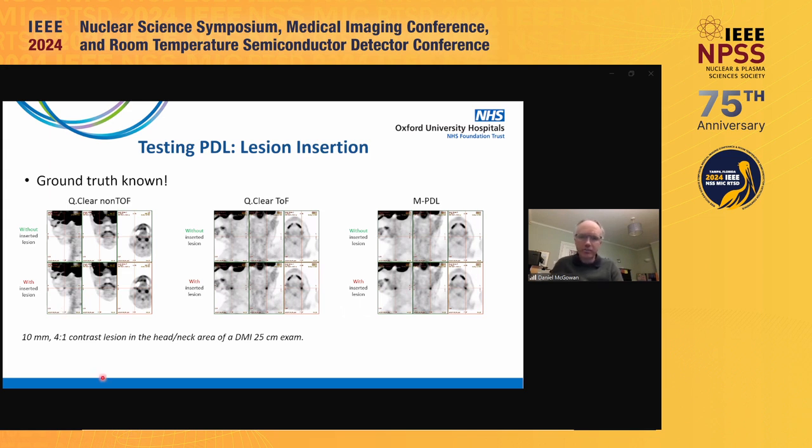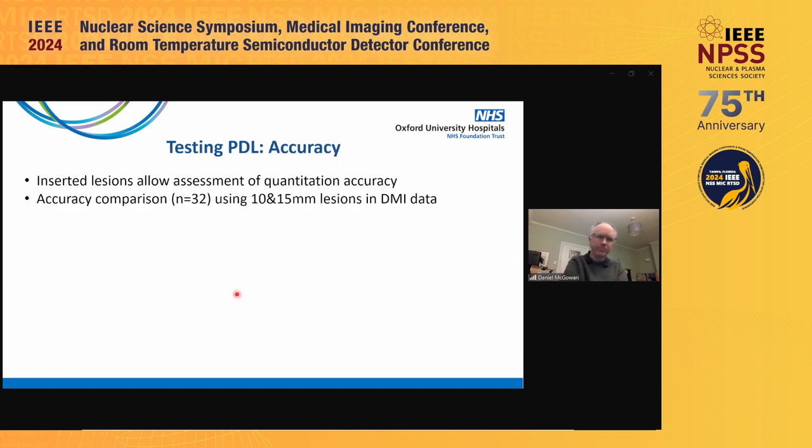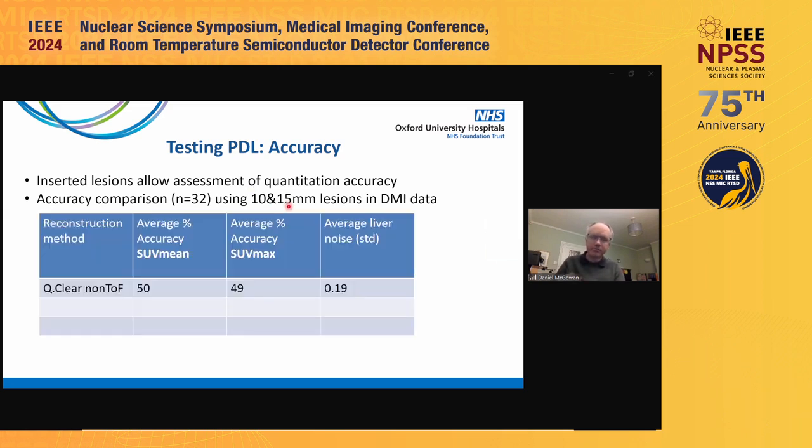quite a small lesion. So see in the non-time of flight image, you can't see it too well, but it's much more conspicuous in the AI enhanced version here and the ground truth one. So you can see it's working as you might expect. So you can use this kind of lesion insertion technique to assess the quantification accuracy in a new algorithm. So we did this for 32 different lesions, from 10 to 50 millimeters in our PET data.